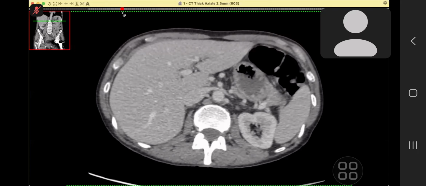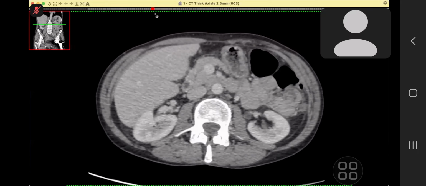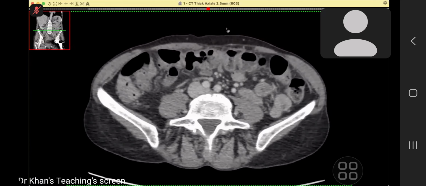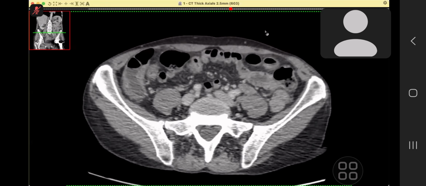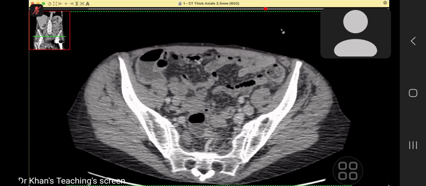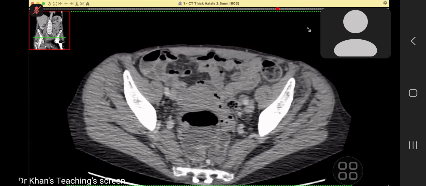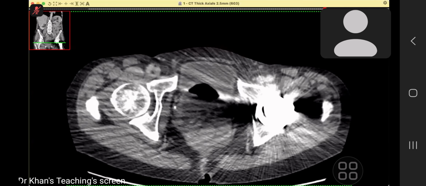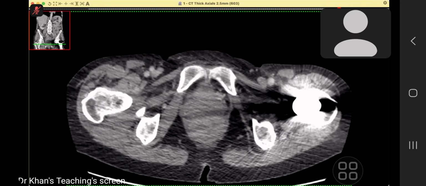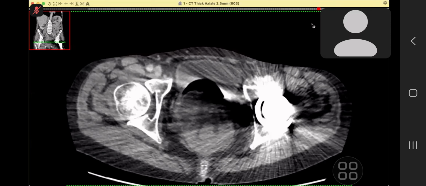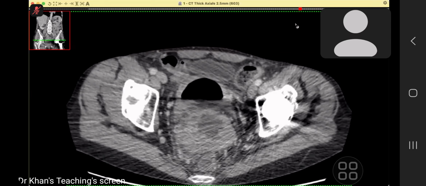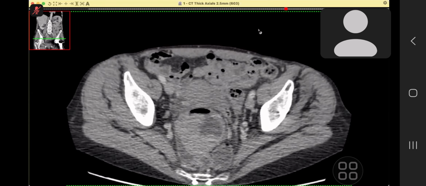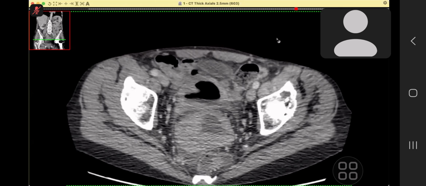I'm presented with an axial CT scan of the abdomen and pelvis with IV contrast. I'll go through the whole cuts first and then go back to my findings. Unfortunately, the lower cuts of the pelvis, the most inferior cuts, are degraded by streak artifact from a previous total hip replacement.